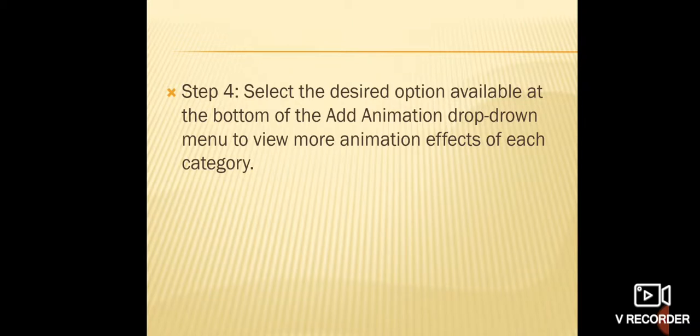The next one is step 4. After selecting the desired animation effect, you can select from the bottom add animation drop down menu to view more animation effects if you want to add more animation. If you don't want to add more animation, then the selected animation will be applied to your object. This is the way in which you can apply animation effect to the object.